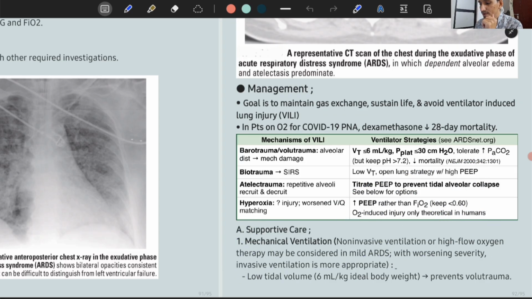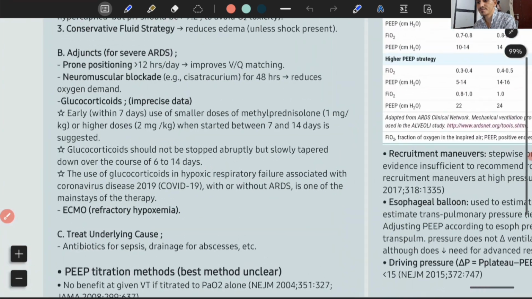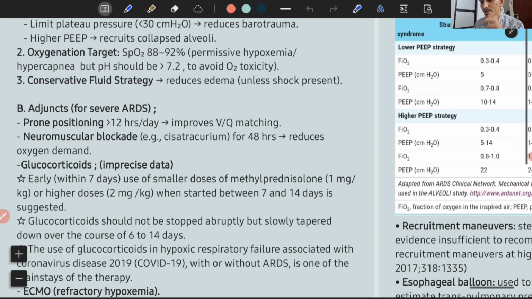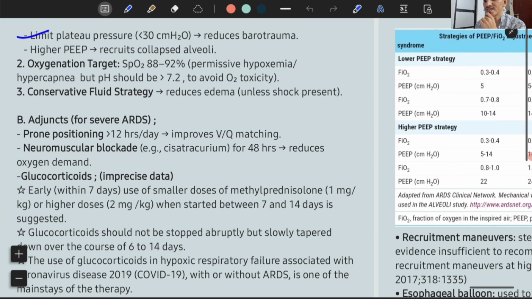So how will you do it? You will maintain, as discussed earlier, low tidal volume, 6 ml per kg of ideal body weight, that prevents volume trauma. And same things repeating: limit the plateau pressure to less than 30 cm of water, that is barotrauma. Higher PEEP recruits collapsed lung. If oxygen saturation is down, instead of increasing FiO2, you will increase PEEP.